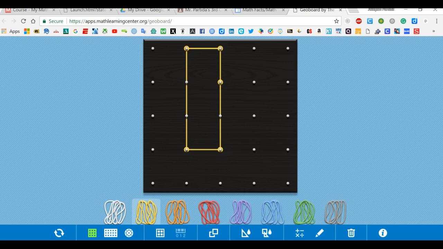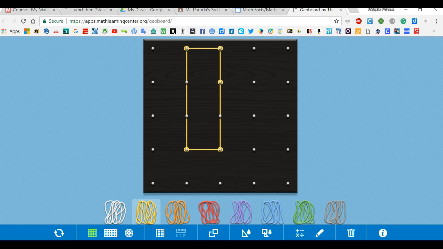You have too many. You only need one rubber band. There you go. So now I have one at the top, one at the bottom. That's two, and then three on either side, right? That's six. 6 plus 2 is 8. That's the perimeter. I want the area.